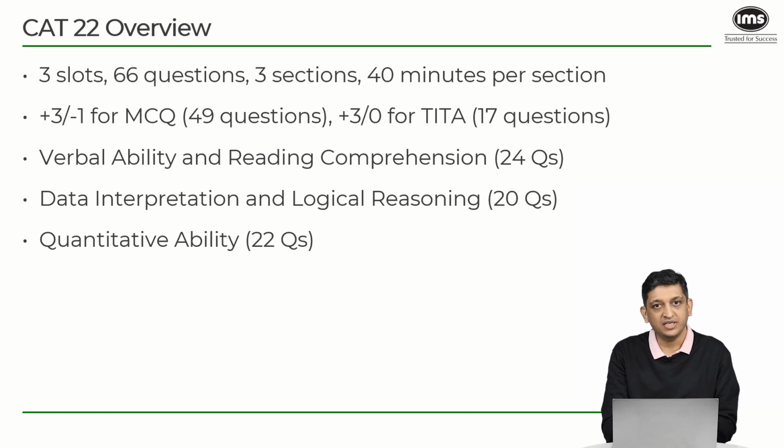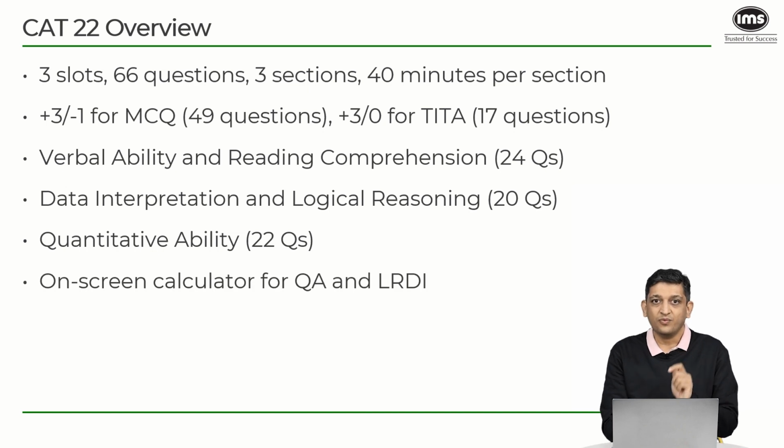Each section will be of 40 minutes and by the end of 120 minutes you would have been done with the test. Now there is one small bit which will help you in case you are not very good at calculations. There is a basic on-screen calculator available which will help you perform the basic operations of addition, subtraction, multiplication and division for the quantitative ability and the data interpretation and logical reasoning sections. It will get activated as soon as you reach those sections. You can just click on the numbers that are there and perform the operations that will help you arrive at the correct answer. Now that is what CAT looks like.